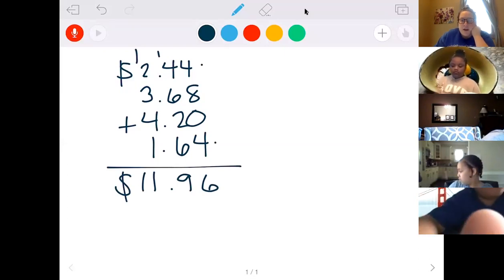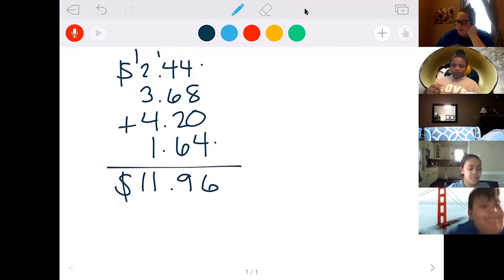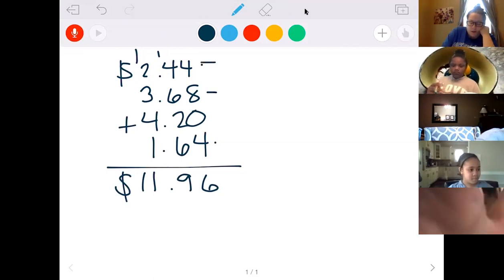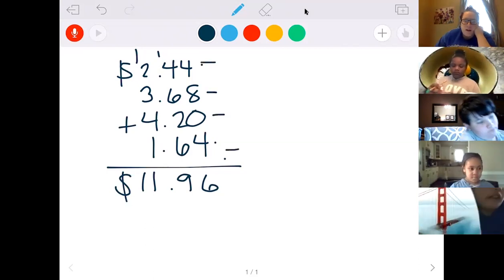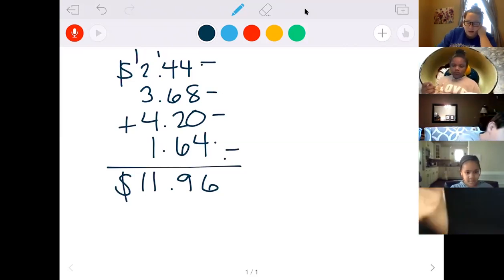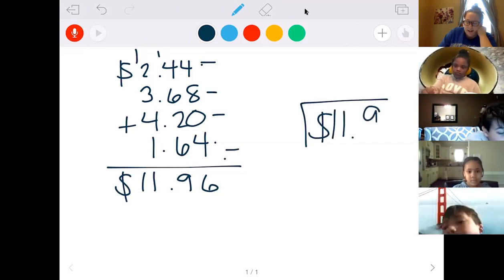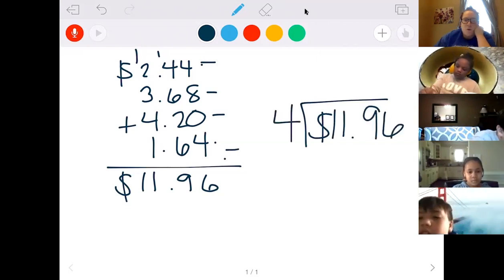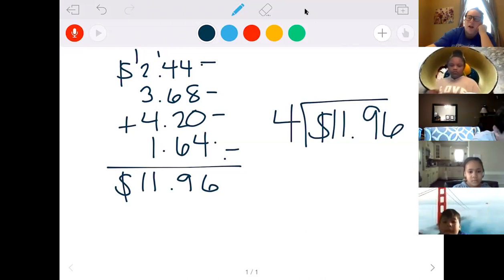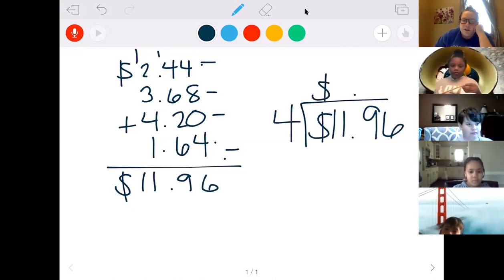There's another step. We need to see how many prices they gave us. So if we count it up, there's 1, 2, 3, 4. So they gave us 4 prices. So we need to take $11.96 and divide by 4. We did this when I first started our Zoom and our distance learning, where we did the dividing money. And if you remember, I said always put your dollar sign and your decimal first. That way you don't forget.